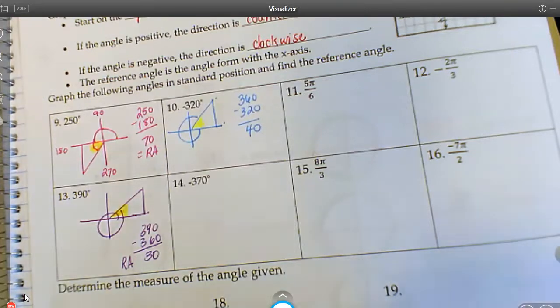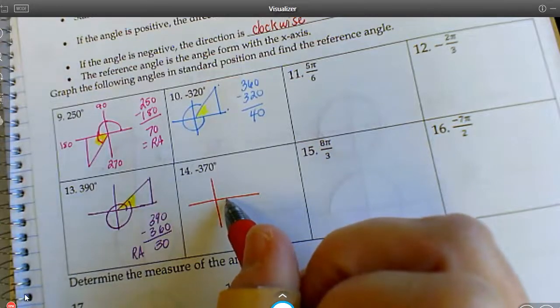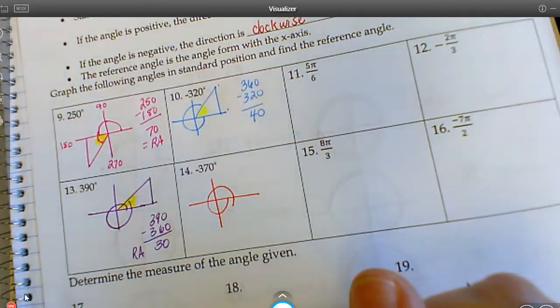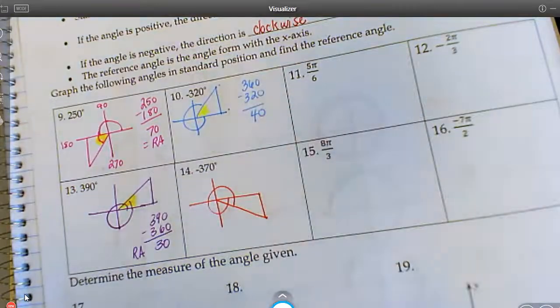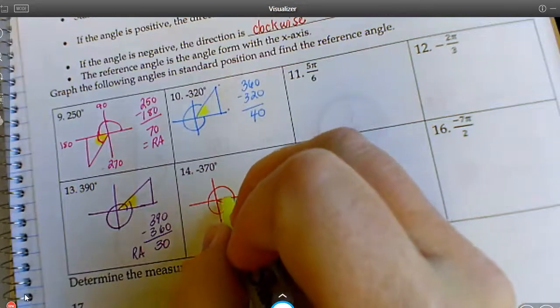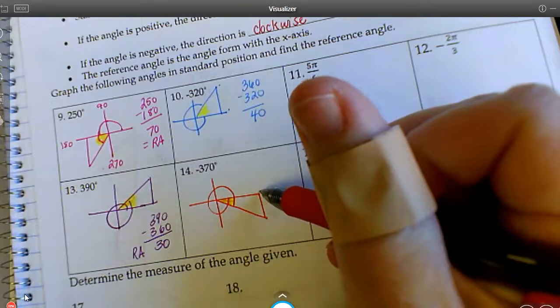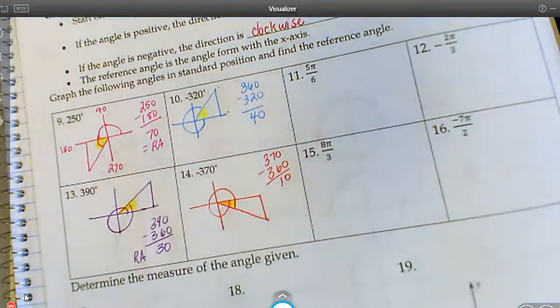Alright, look at number 14. Negative 370. So, negative means I got to go all the way around. So I'm going to go all the way around to 360, and then I'm going to go a little bit more. Okay? There's where the angle's going to end, and then there's my triangle that I need. So for my reference angle, I'm just looking for this little angle right here. It's how much past 360 I need to go to get to 370, pretty much. So I can do 370 minus 360. And it's 10.